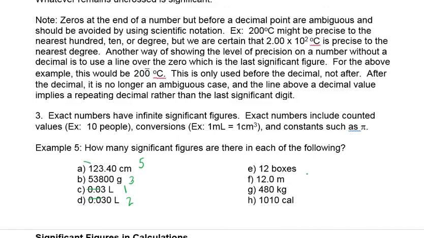Now 12 boxes is tricky, because it looks like 2 significant digits, but it's not actually, because 12 boxes is not something we measure, it's something we count. So it's got infinite significant figures. So how we show infinite, we could either write the word infinite, or we can put this symbol that looks like a sideways 8.